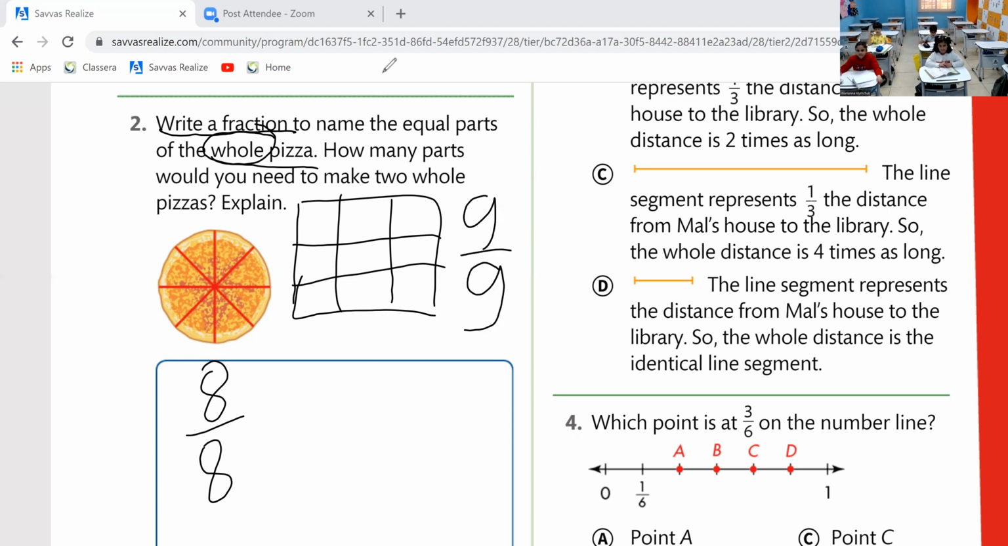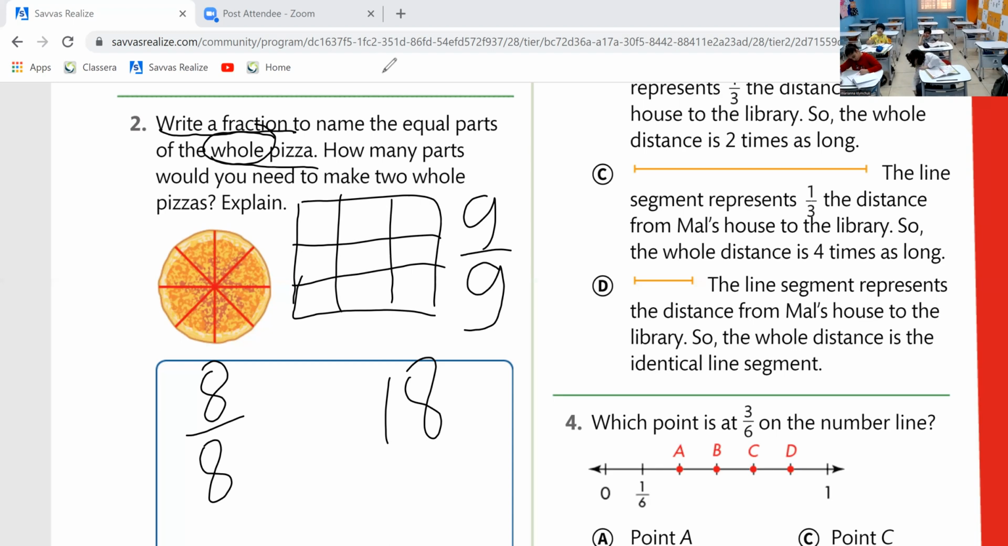If the question is how many parts do we need for 2 apple pies? 18. We need 18, because 9 here, 9 there. That's it. Draw for yourself, because we need to practice more examples. Here 8, 2 is going to be 16. 9, 2 is going to be 18, because 9 and 9.